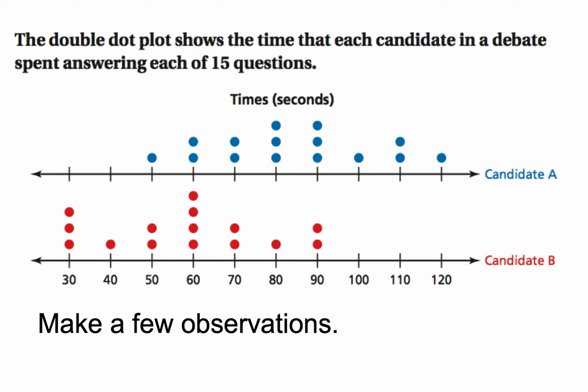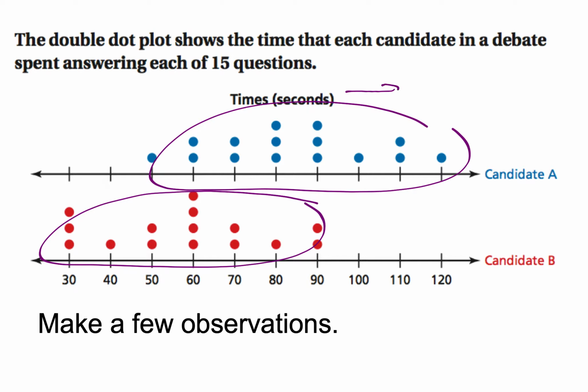Candidate A appears to take a little bit longer on average to answer questions. Candidate B takes less time. And you can see that with the general location of the dots, with candidate A having their group of dots further to the right being larger numbers.